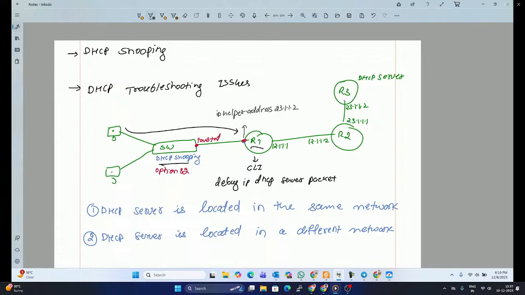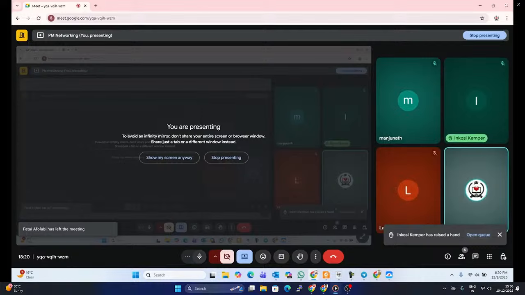So routing must be configured. Even configuring the IP helper address is not enough. This router must have a route in the routing table, because if you look at this, the router does not know how to reach 23's network, because it's not a directly connected network. It's an indirectly connected network. So R1 can't reach there.